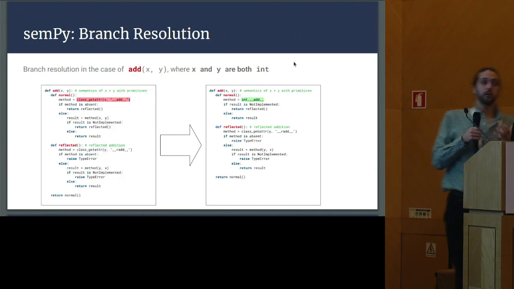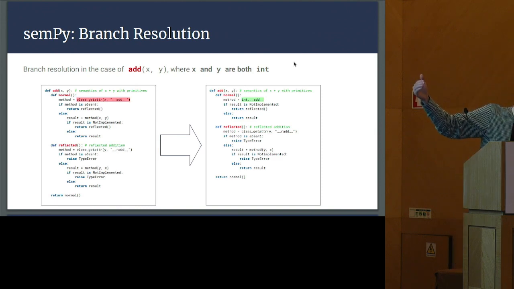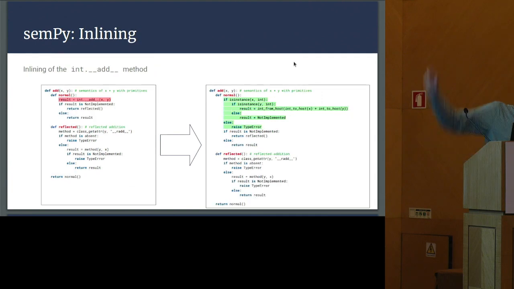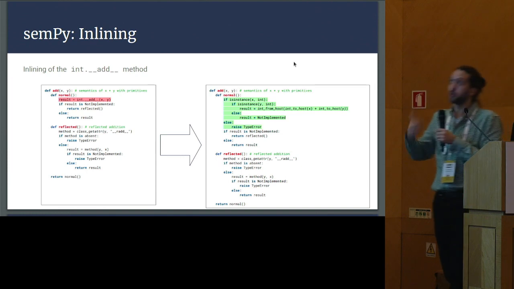And what it will look like, you give it a semantic on the left, and semPy will know that if x, for example, and y are both integers for addition, well, this class get attribute will always return int.add. It will always return the add method of int. And then we know that int.add is not the absent primitive, so we can just prune out this branch. And then we know that we're calling int.add, so we just inline it.